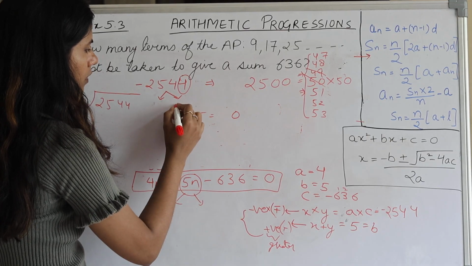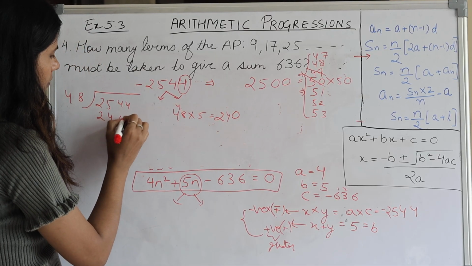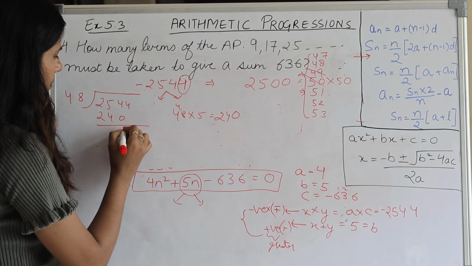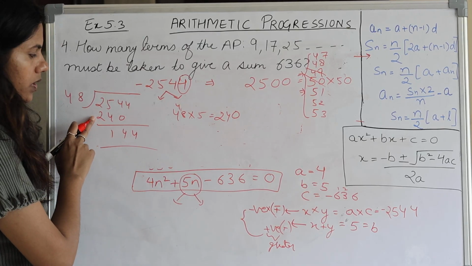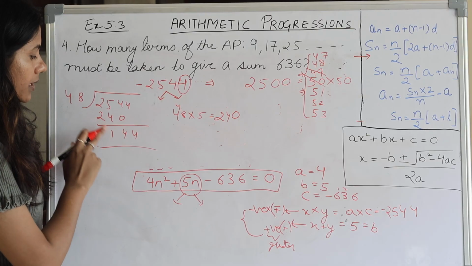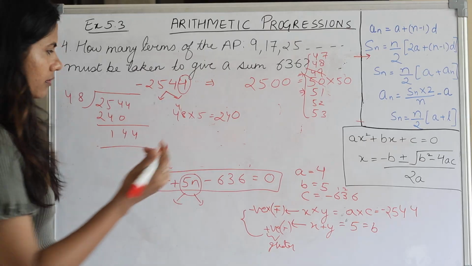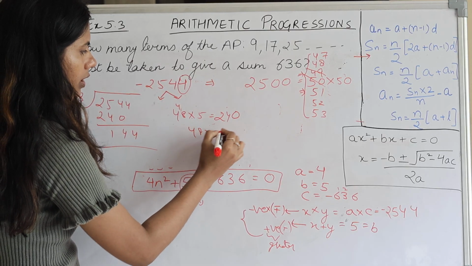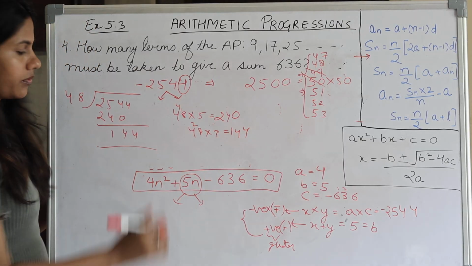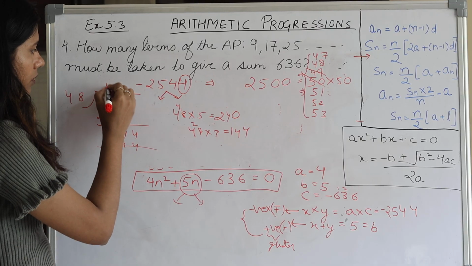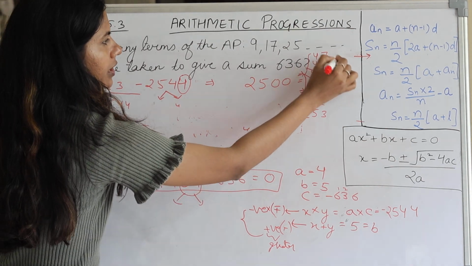I got 240. Now I will quickly see that I got 144. 48 into 5 was 240, so 144 will be somewhere lesser than into 5, right? So we can try into 3. Let's see, 48 into 3. See, we got 144, and 53. So 48 into 53.